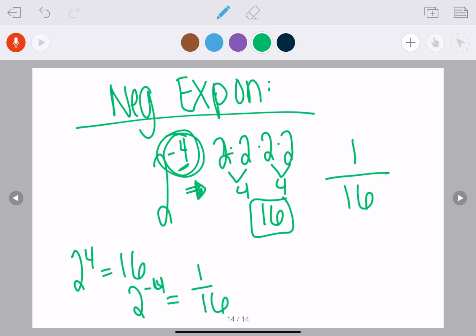And there you go. Anything to the 0 power is 1. Anything to the negative power, you're going to just do it like normal, and then you're going to flip it, or make it use its reciprocal.